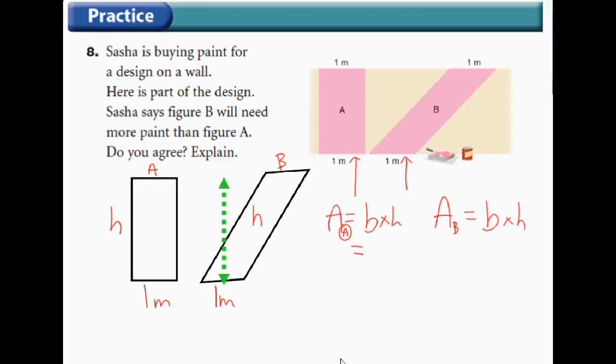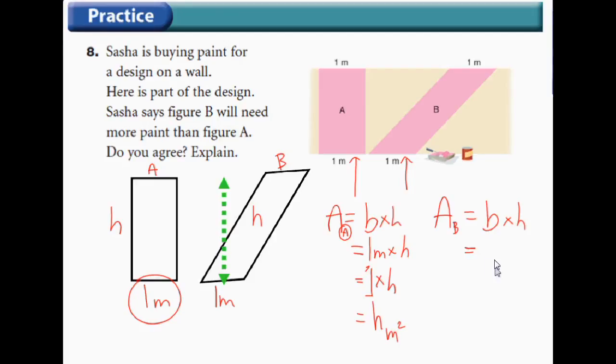And let's see what we know. So for A, our base is 1 meter times our height, which is h. So it's 1 times h. Whatever h is, we're going to multiply that by 1. And that actually means the area is just h meters squared, because 1 times h is the same as h. Whatever number h is. If h is 10, it's 10 meters squared.